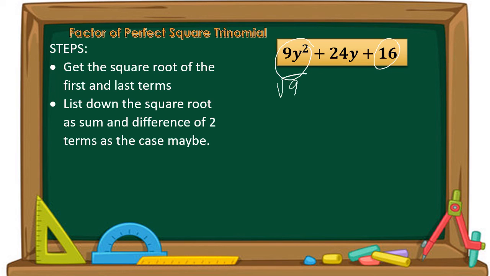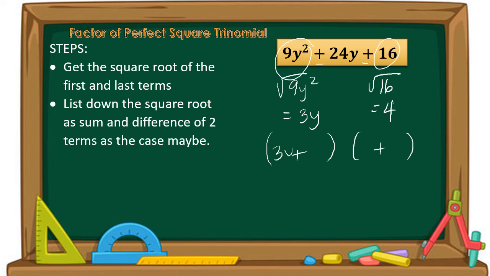And for the last one, again get the square root of the first and last term. So square root of 9y squared is 3y. Square root of 16 is equal to 4. So since they are both addition here, we will use addition for the binomials. So we have 3y plus 4 and another 3y plus 4, or simply that will be equal to the square of 3y plus 4.